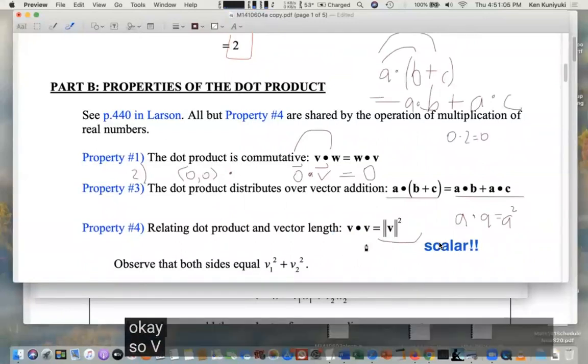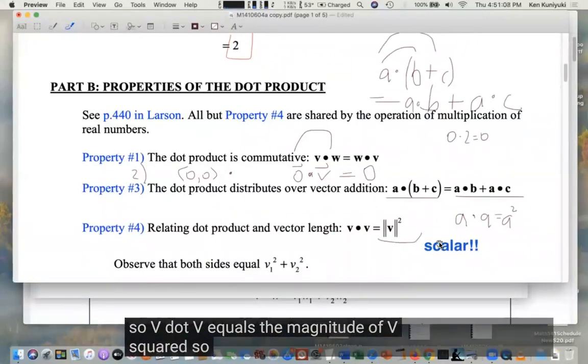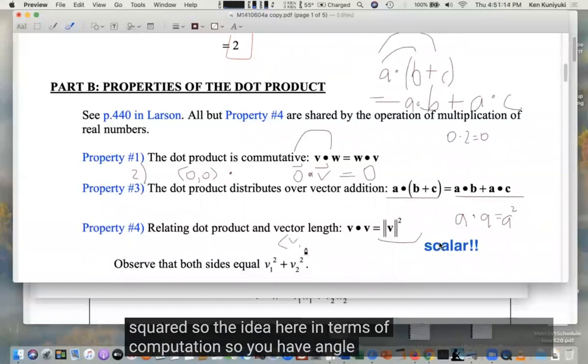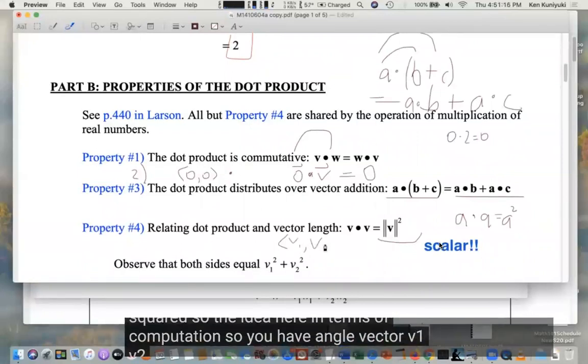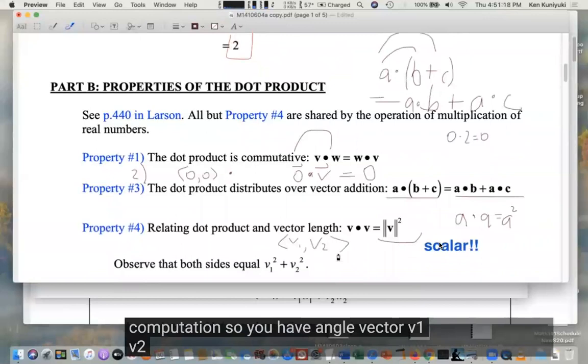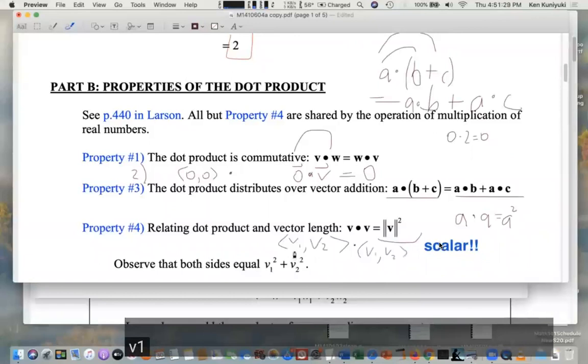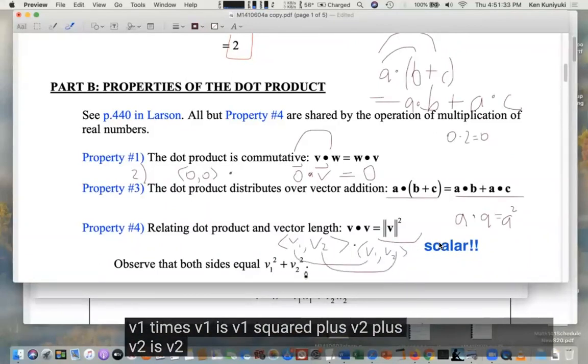Okay, so V dot V equals the magnitude of V squared. So the idea here, in terms of computation, you have vector V1, V2, and you dot product it with V1, V2. V1 times V1 is V1 squared, plus V2 times V2 is V2 squared. And that's how I related it to the right triangle.